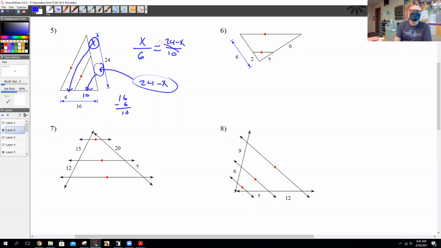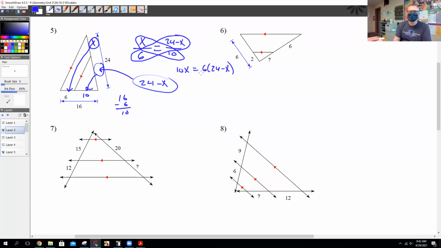Okay, so then we can do a little cross multiply. This will work just fine. But there is a little nicer way to do it. So of course I wrote in our way here. So let's see, we got 10x, 10 times x equals 6 times 24 minus x, right? So this one's a little different.